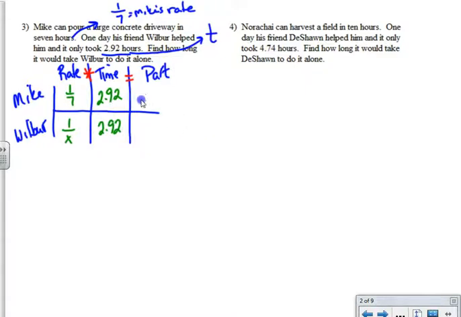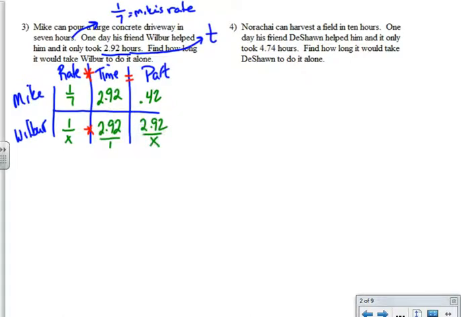If I were to multiply 1/7 times 2.92, I get roughly 0.42. If you round a little differently, you're going to get a different answer. And then his rate times his time would be 1/x times 2.92. Well, this is 2.92 over 1 if I multiplied it here. We're just going to end up with something kind of gross like 2.92 over x, and that's what I'm going to write down.